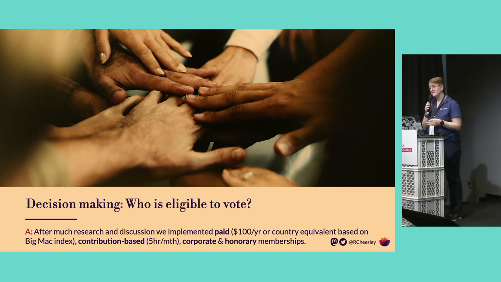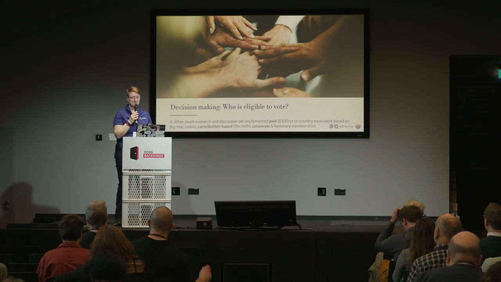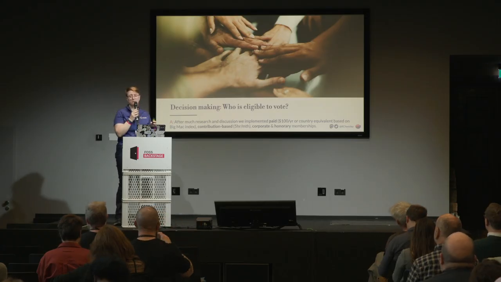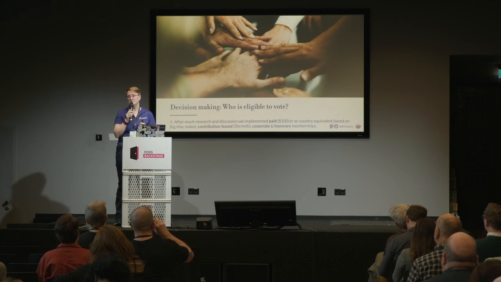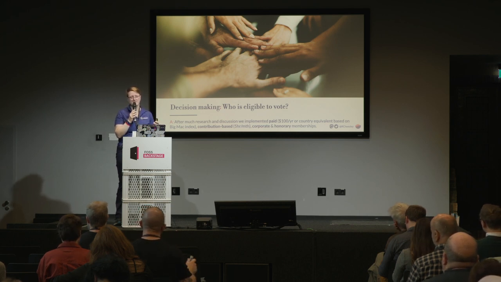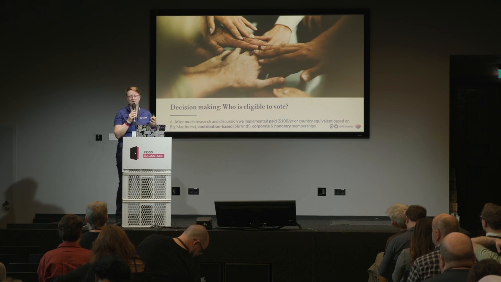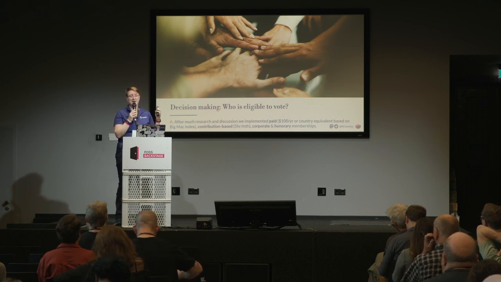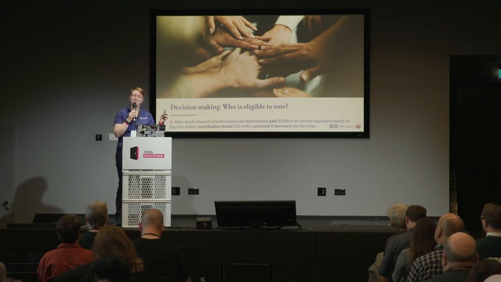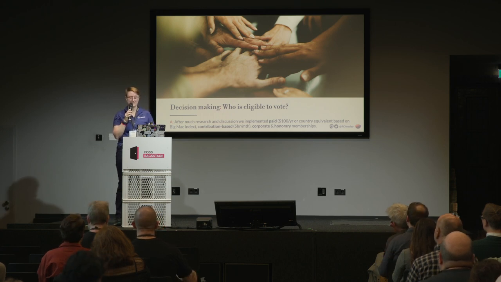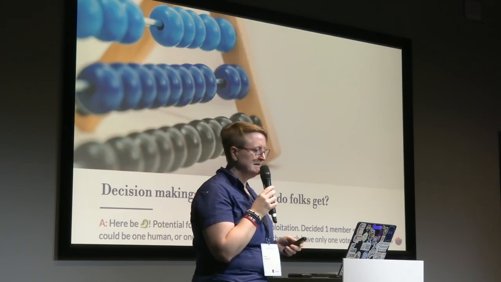There's also corporate tiers that start at $1,200 a year and going up to $30,000 a year at the moment. And honorary memberships for people who've done exceptional things for the project. So we've just voted our first three honorary memberships for the founder, the first engineer, and for the CTO of the company who acquired Mautic, because they supported Mautic so much in those early years. So those were the decisions that we made about eligibility.